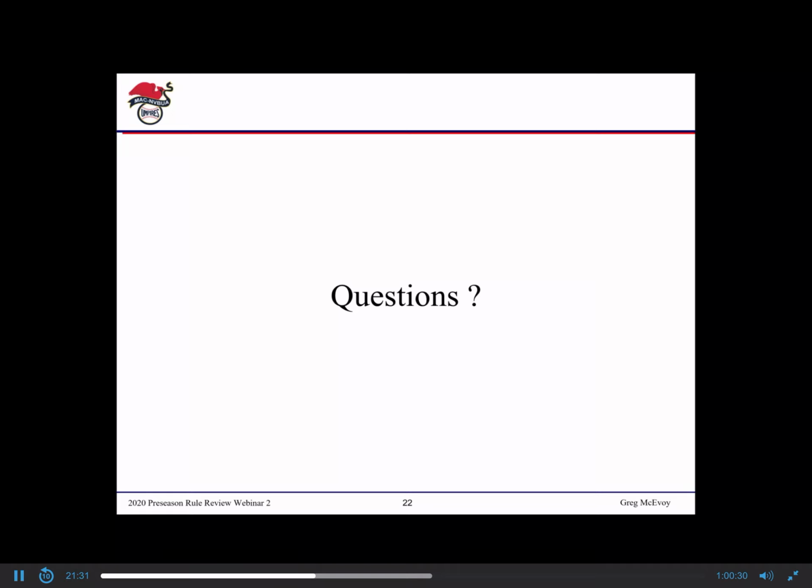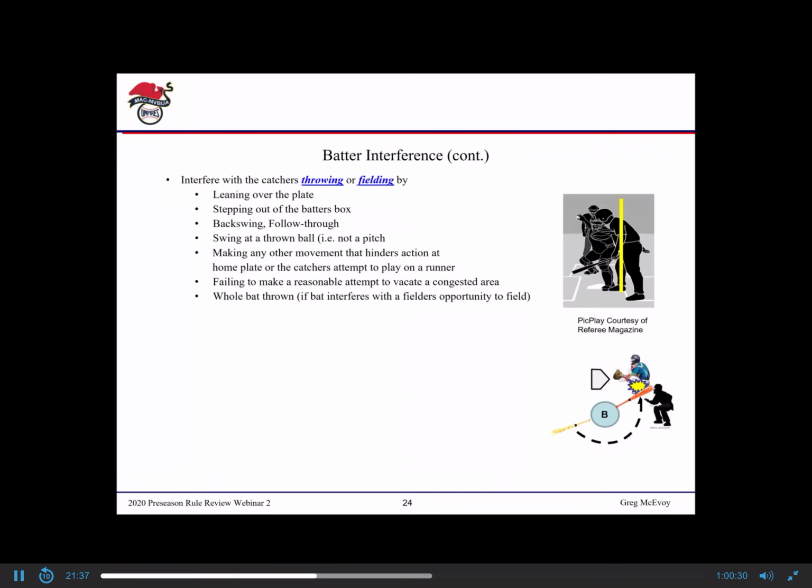Okay, now let's go ahead and turn our attention to batter's interference. So what is it? It's when the batter interferes with the catcher's ability to throw or to field, and that can occur in a number of different ways.